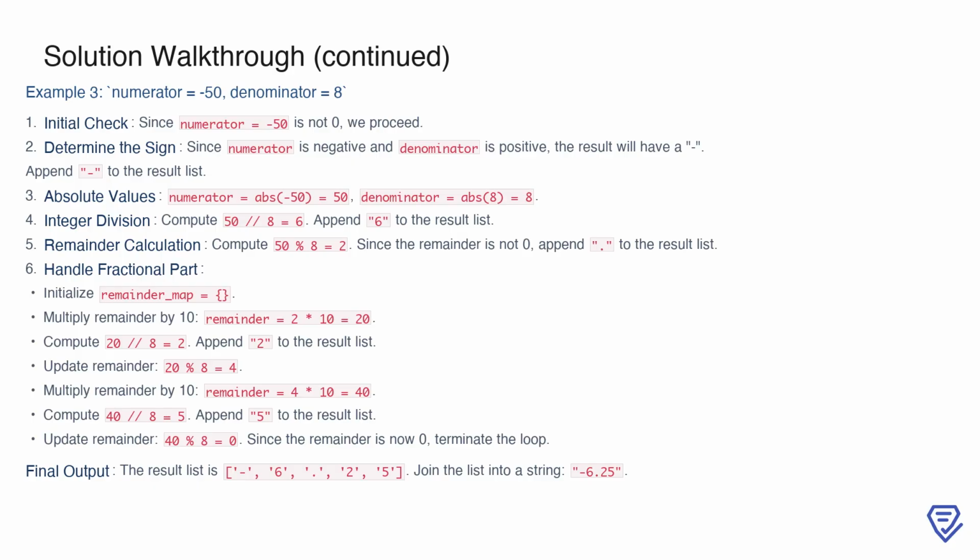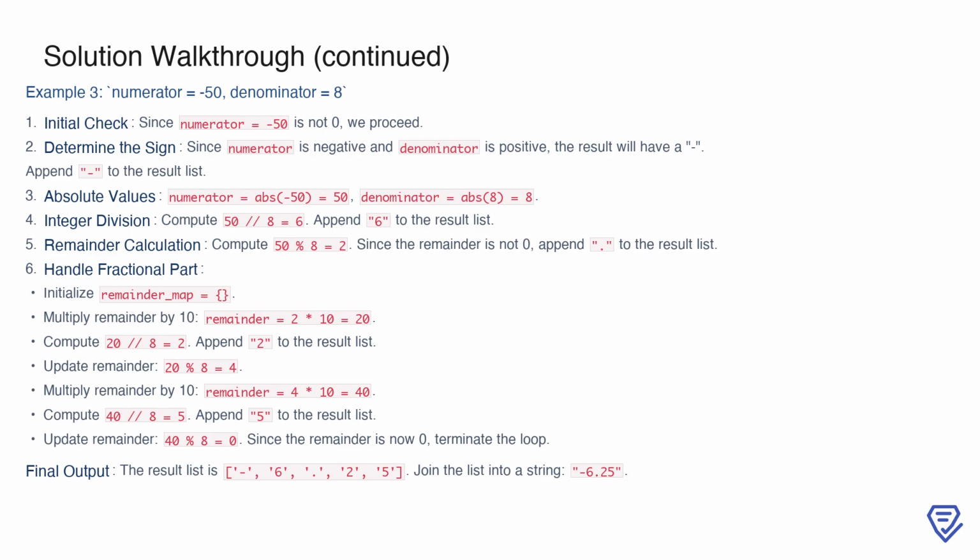To compute the fractional part, we initialize an empty remainder map. Multiplying the remainder by 10 gives 20, which, when divided by 8, yields 2. We append this to the result list and update the remainder to 20 modulo 8, which is 4. Multiplying this remainder by 10 gives 40, which, when divided by 8, results in 5.